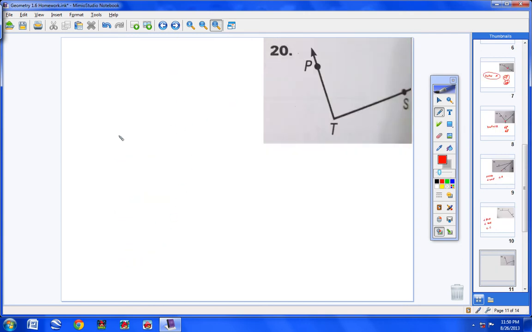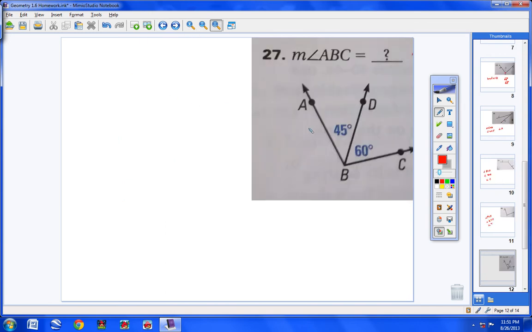Moving on to number 20. I could call number 20 angle PTS, or angle STP, or angle T. Any of those names would be fine for number 20. And now numbers 27, 28, and 29. I told you this assignment wouldn't take long.